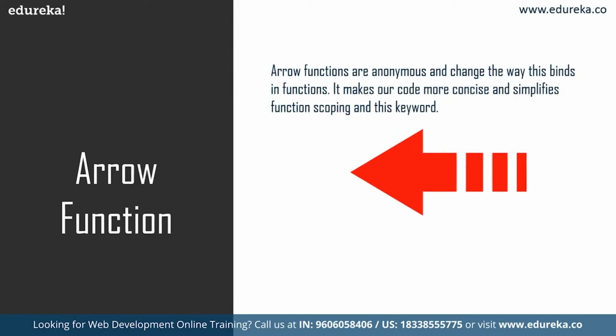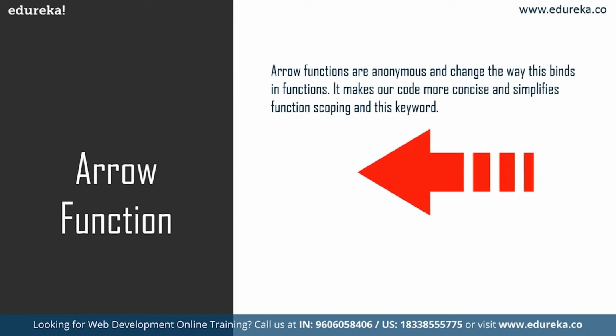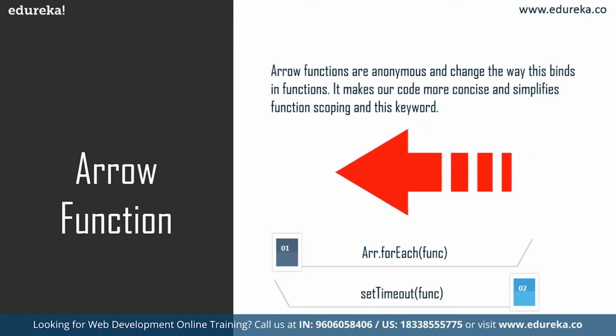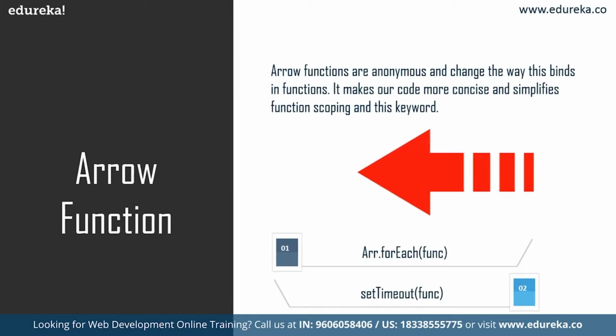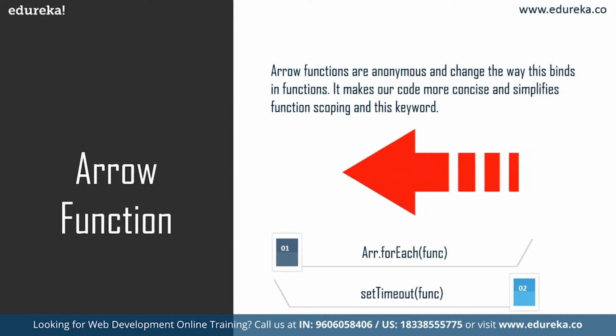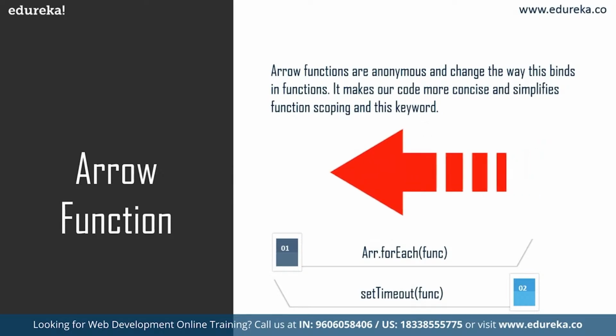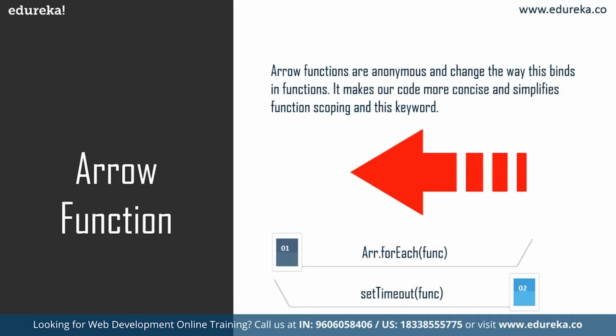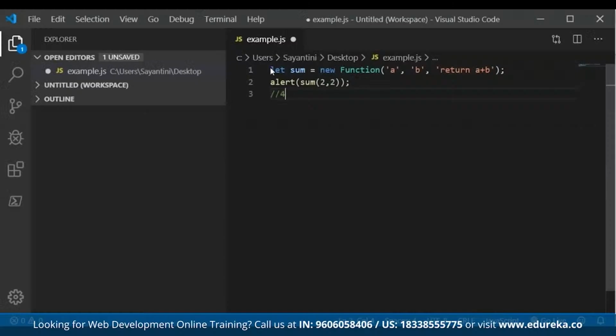JavaScript consists of situations where you need to write a small function which is executed somewhere else, such as we have the array forEach function. Now this function is executed by forEach for every array item. Then we have the setTimeout function. Now this function is executed by the built-in scheduler. Now in such functions, we usually don't want to leave the current context. That's where arrow functions come in handy. So let's take an example for arrow functions.